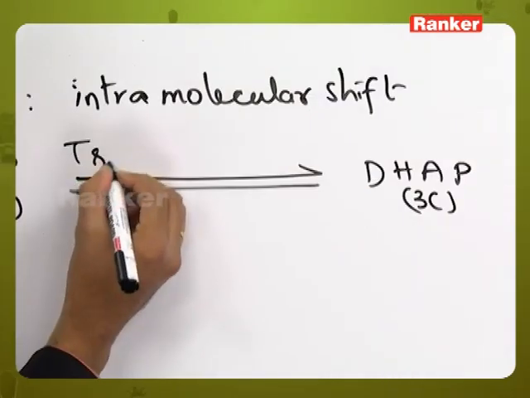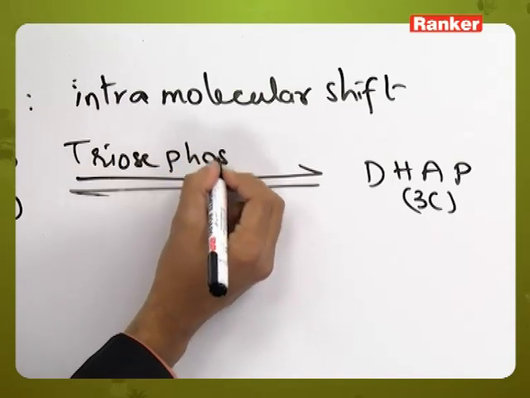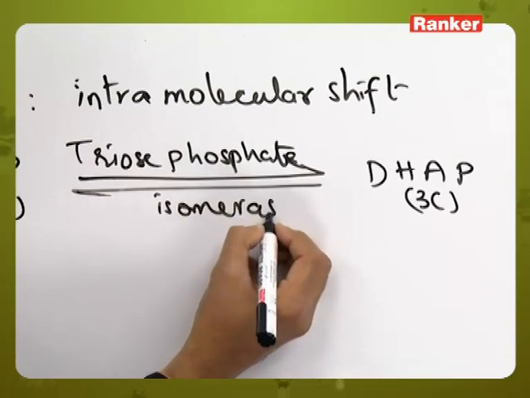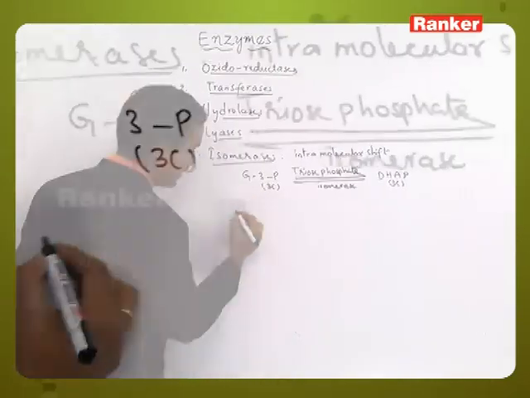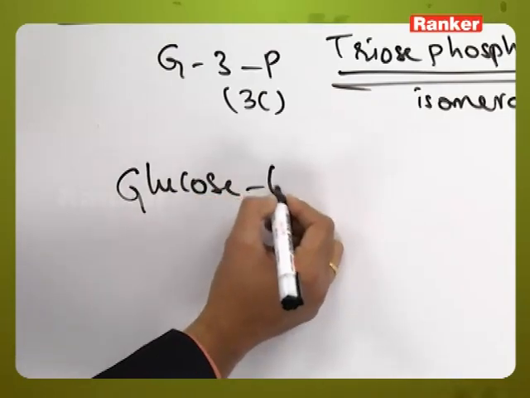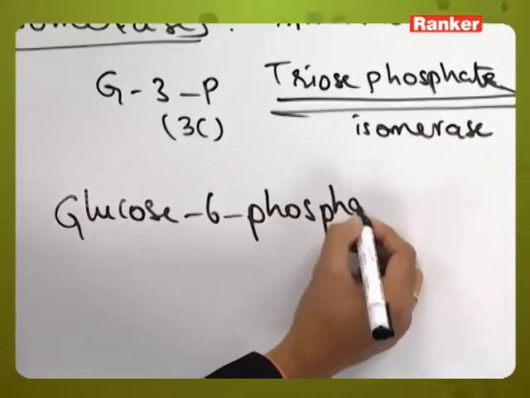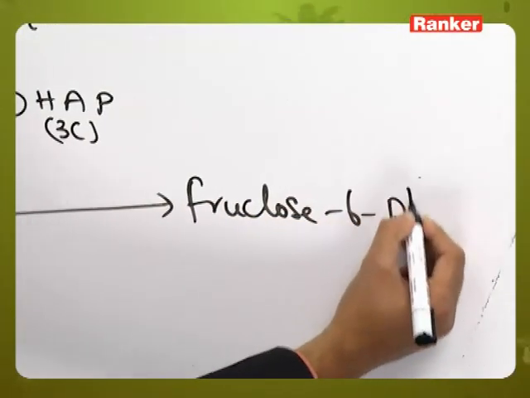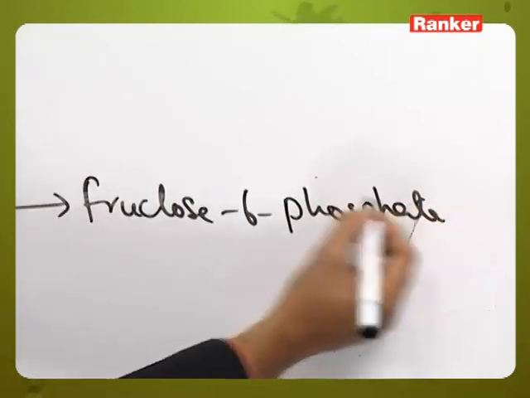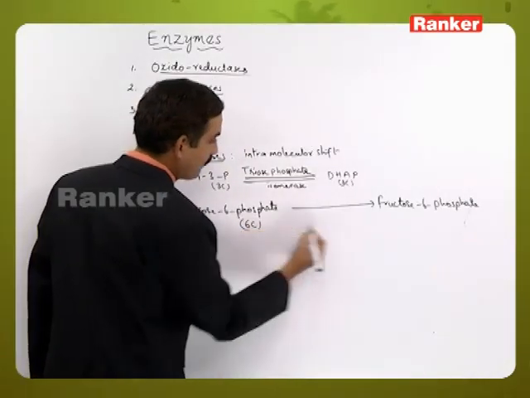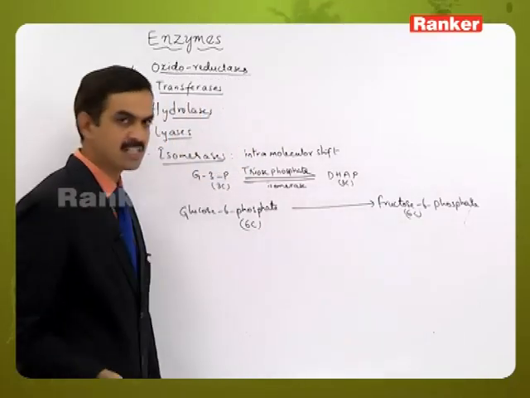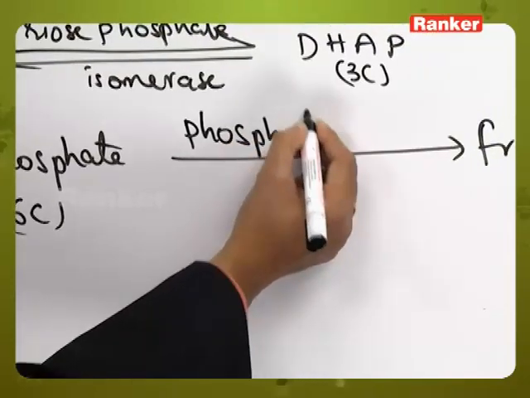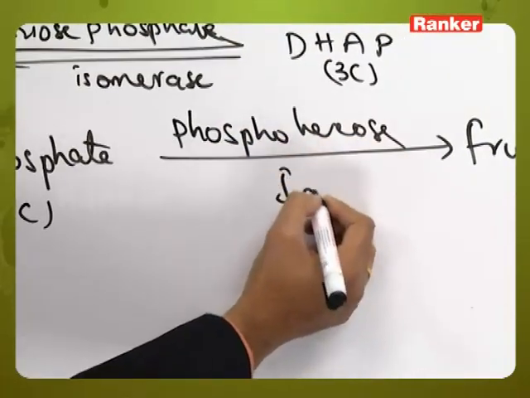So it is catalyzed by triose phosphate isomerase enzyme. One more reaction related to isomerases is the conversion of glucose 6-phosphate into fructose 6-phosphate. So here, as we know, glucose and fructose are isomer forms, both of them 6-carbon molecules. So this is catalyzed by phosphohexose isomerase enzyme.